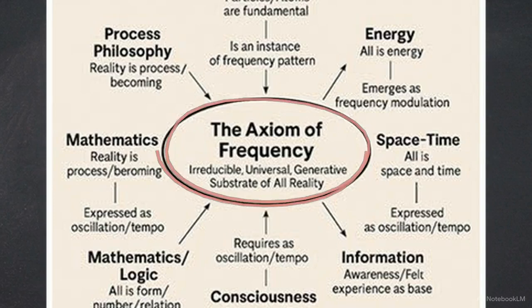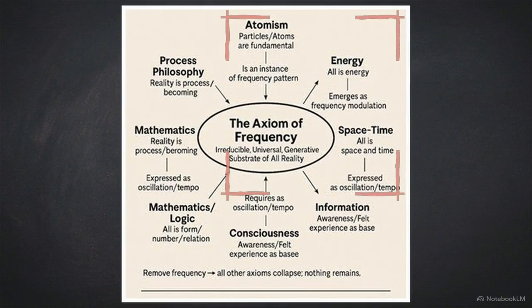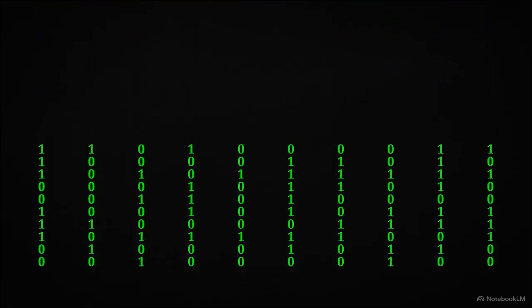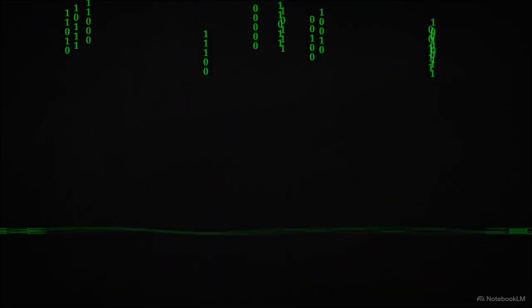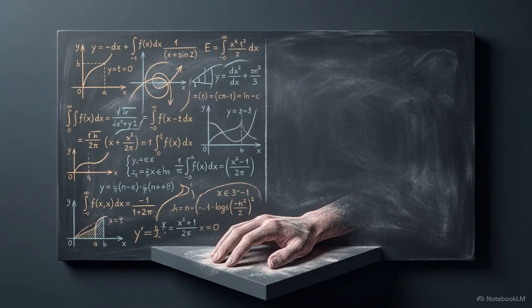This diagram illustrates the axiom of frequency operating as the central node. As the directional arrows show, older foundational models like atomism, spacetime, and energy are subsumed, categorized merely as emergent modulations of a singular frequency substrate. This framework also absorbs information theory, rendering digital bits and logic structures into pure frequency events. Discarding multiple historical axioms in favor of a single meta-axiom requires a mathematical engine capable of proving its universal validity.